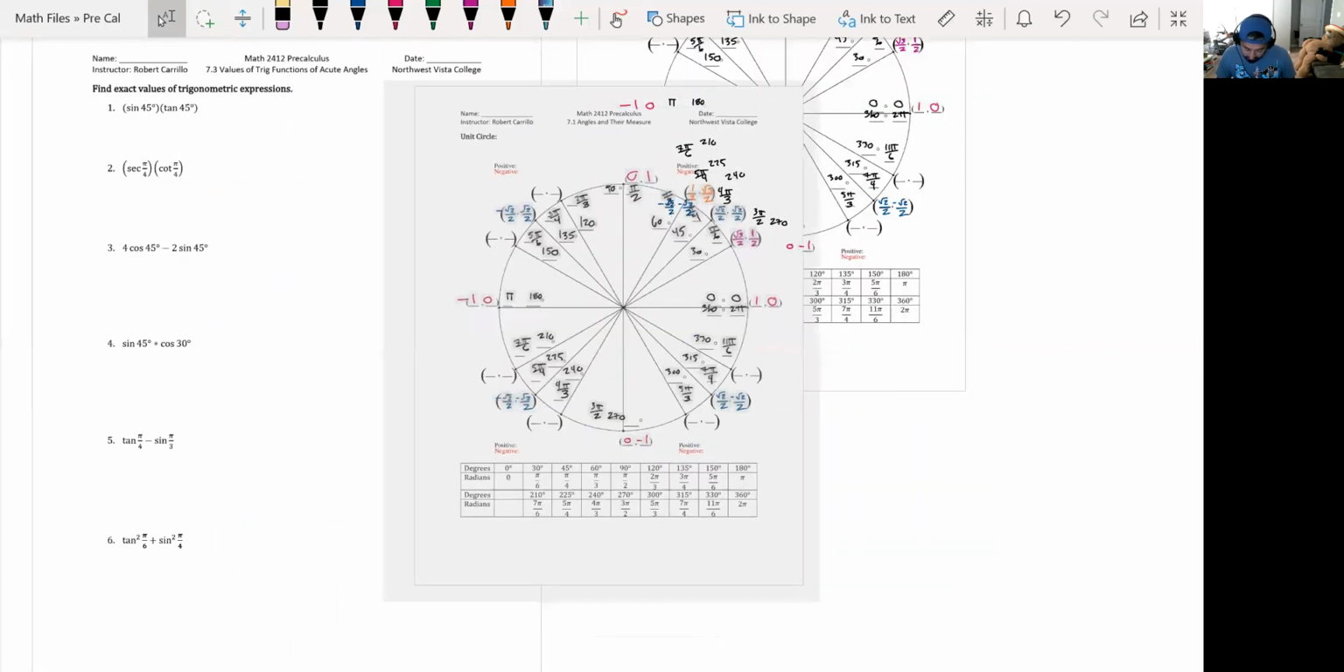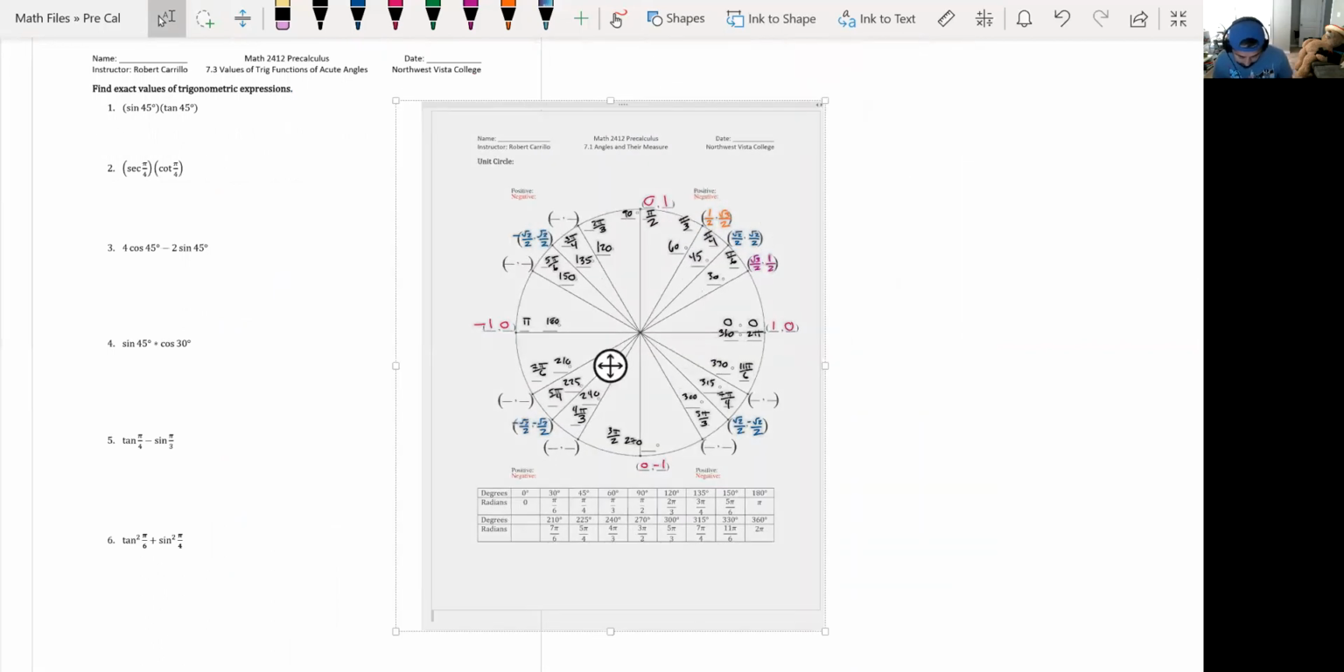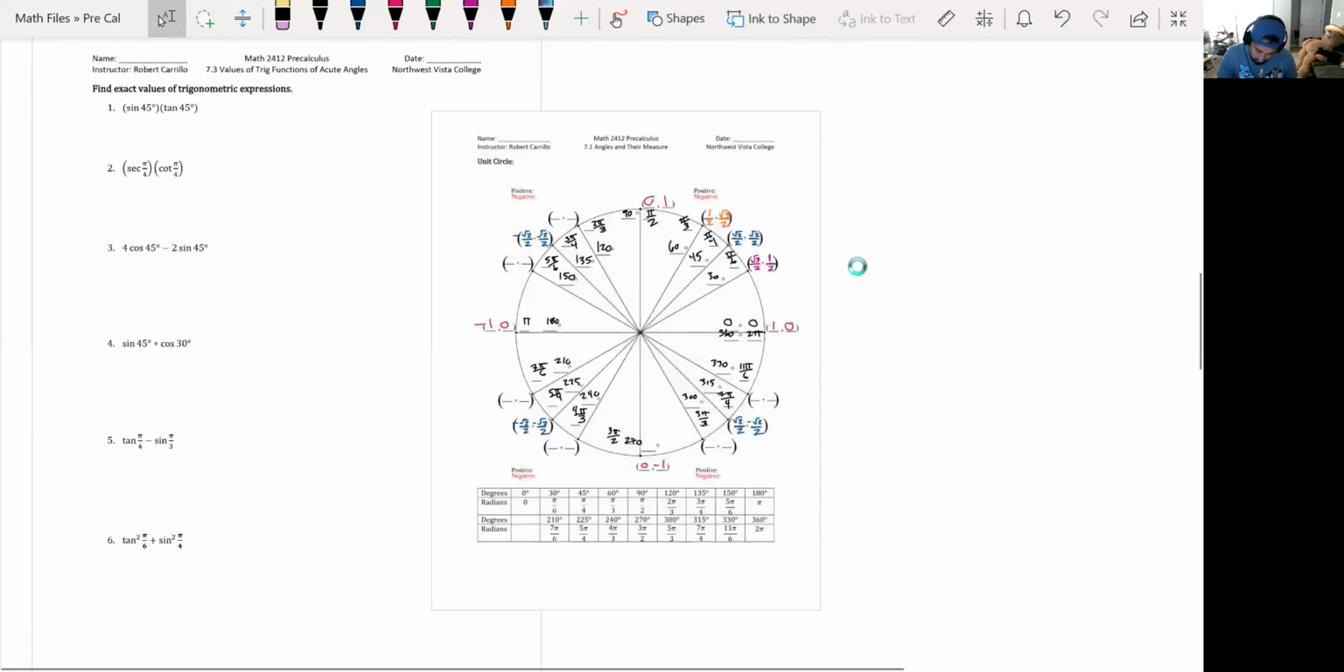I'll even collide it with this page. How's that? Okay.